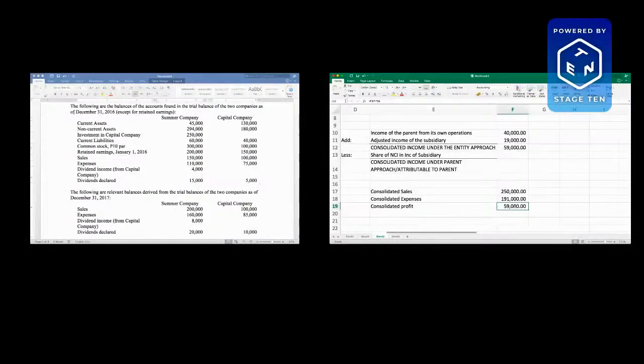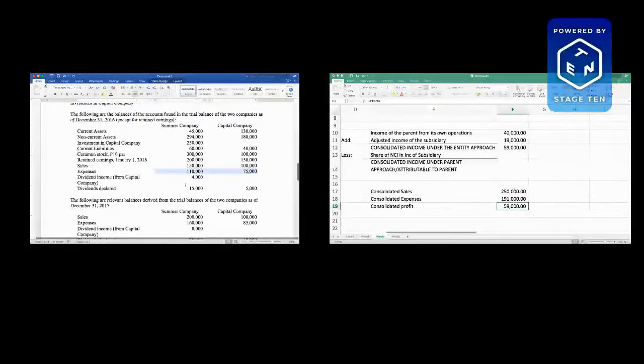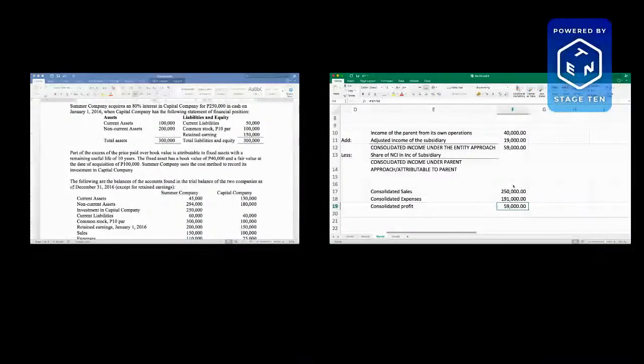Next, share of the NCI in the income of the subsidiary. So just get the share of the NCI. How much is the minority interest? Minority interest in this problem is 20%. So multiply 20% with the adjusted income of the subsidiary. You would get 3,800. Deduct that from 59,000, you would get your income attributable to the parent of 55,200.